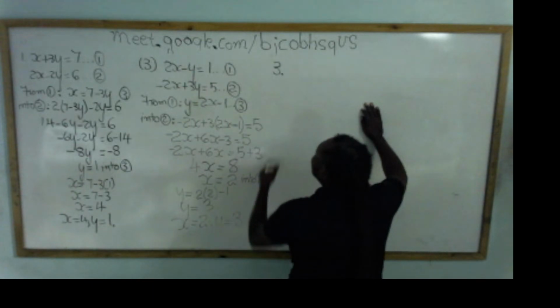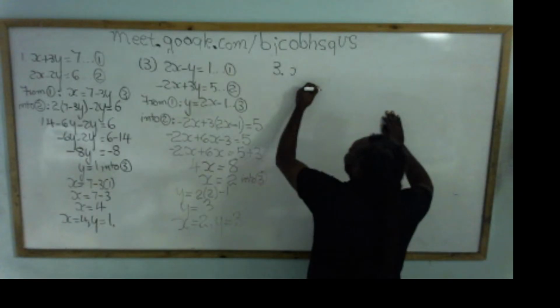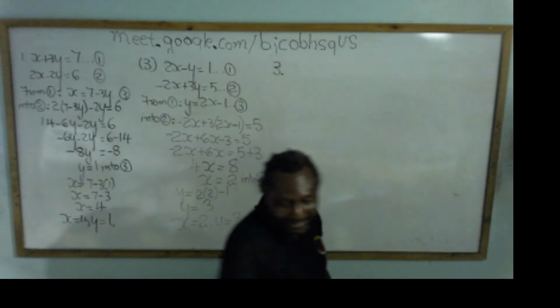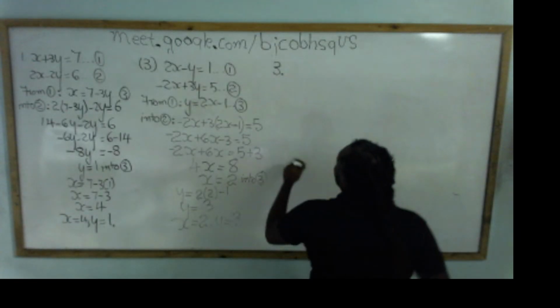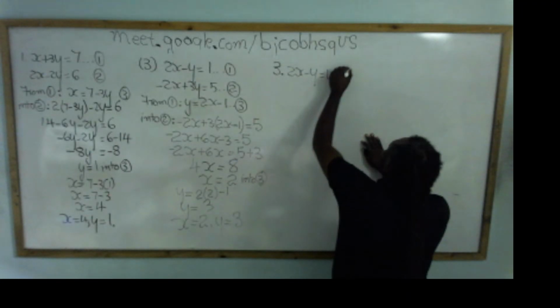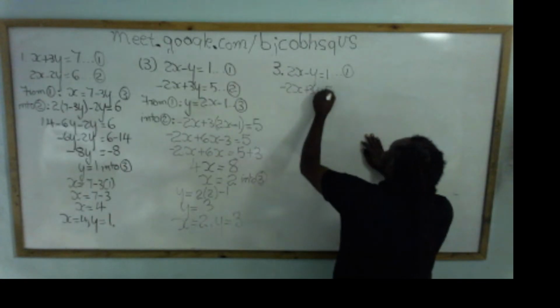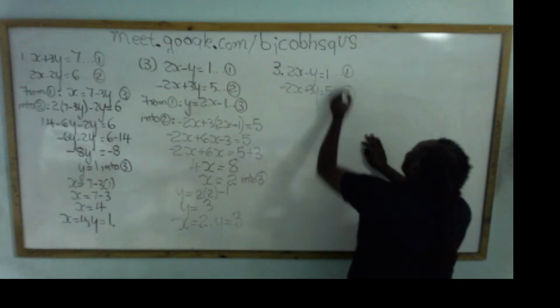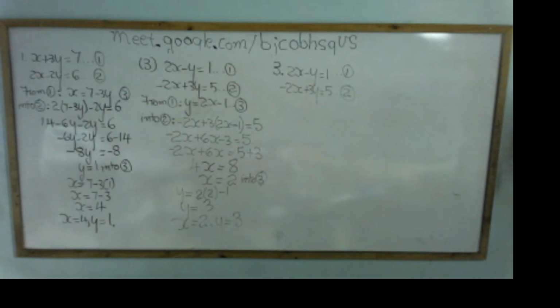Let's go again. I'm looking at the glare and where I'm writing. Maybe it's wide enough. 2x minus y is equal to 1, that is equation 1. And then negative 2x plus 3y is equal to 5, and that is equation 2. And as I promised, I'm going to throw away both markers together. So the two markers will be going away together.